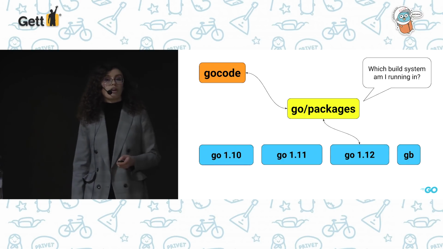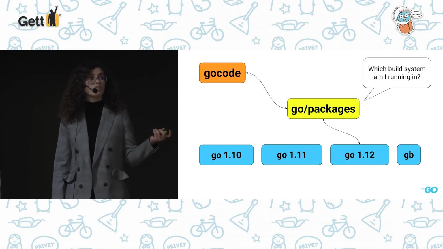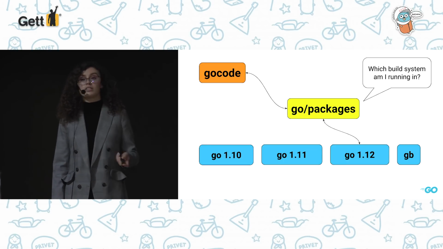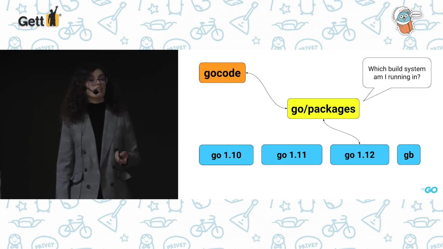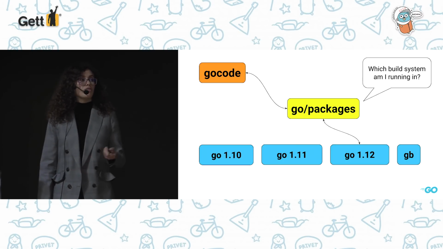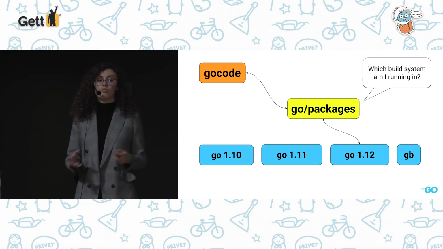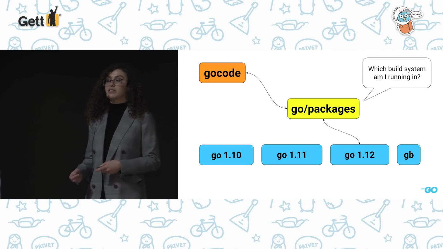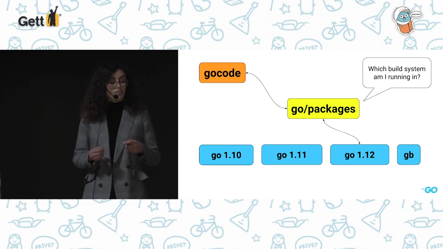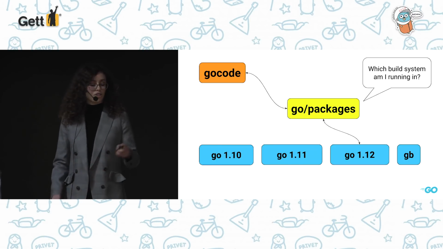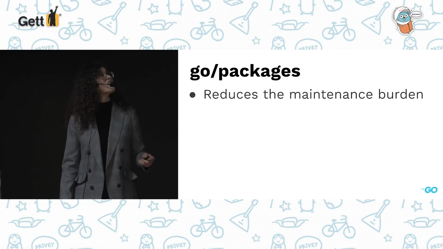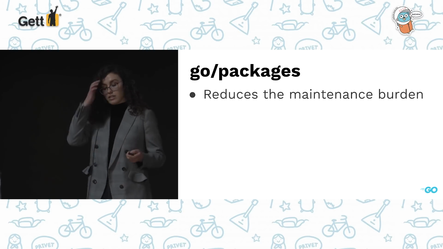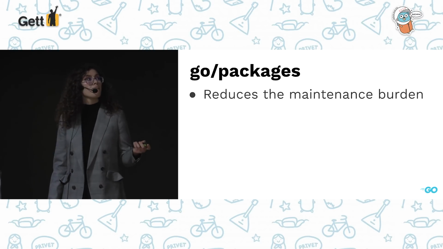And so this driver could be for the Go build command, or it could be for another build system like GB. And it communicates with the driver and asks it for the package information. So what package does this file belong to? And because the driver is specific to the build system, it knows exactly how to answer this question. And so it responds and gives us back the answer.